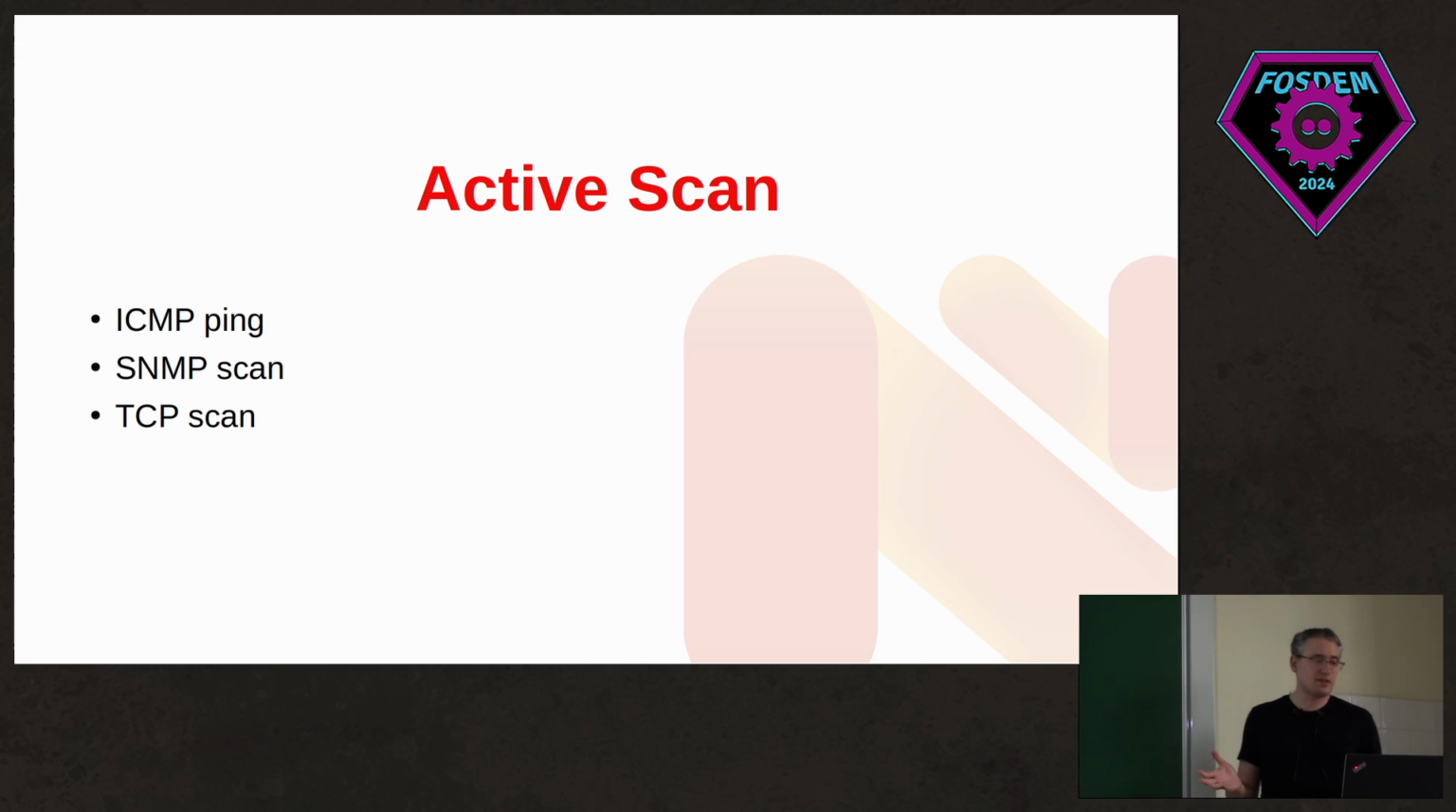Active scan is really simple. We just send out packets and listen for responses. Whoever responds is our potential target for monitoring. We can use ICMP ping, which is obvious. We can send out SNMP GET requests, and some devices may respond. And we can also send out TCP SYN packets on a set of well-known ports, and if any device responds, we know that this IP address is alive. We can try to monitor it.